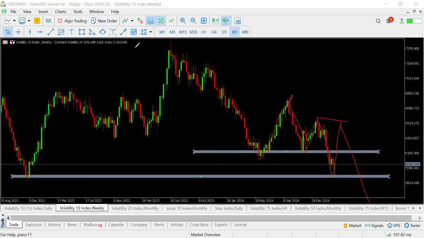But because this is a weekly time frame, it might take some time before it gets into the zone. So the best trading decision would be to wait for it to get into the zone. But for a lot of people who are usually impatient, they might want to trade this from here to see whatever it is they can get.